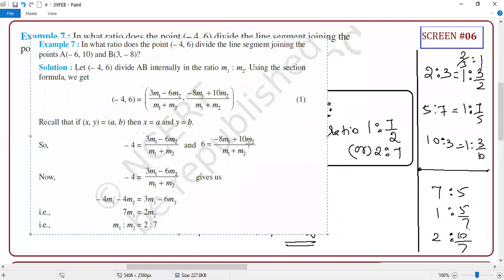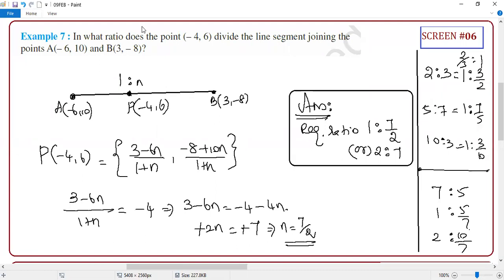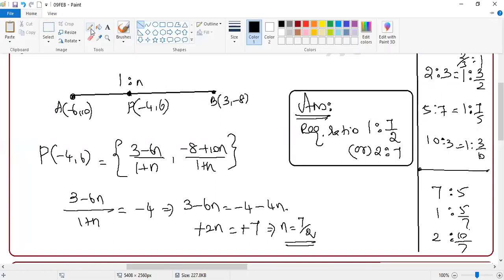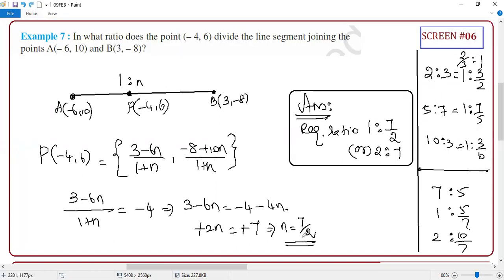Just in my method, only 2 lines. Only 2 lines. Other things are simplification. One is writing, simplification, and the answer is ready. Yes or no? Yes, sir. Right.